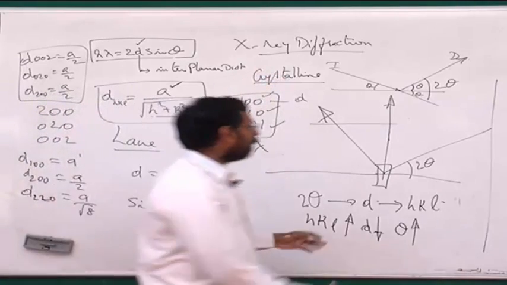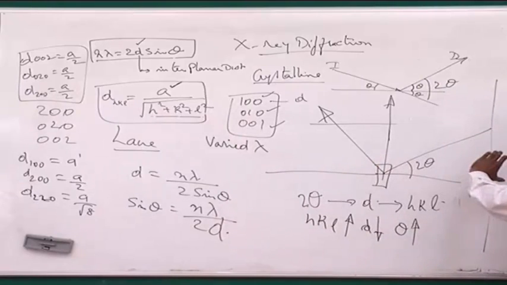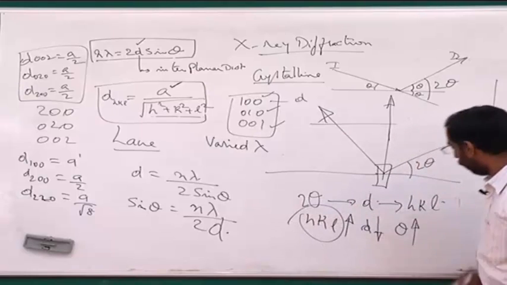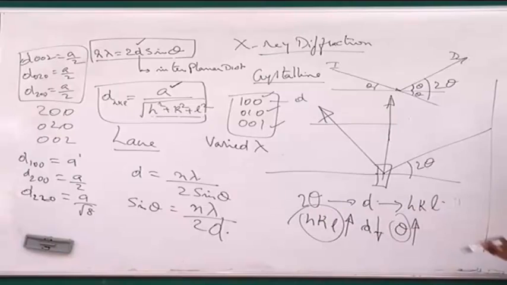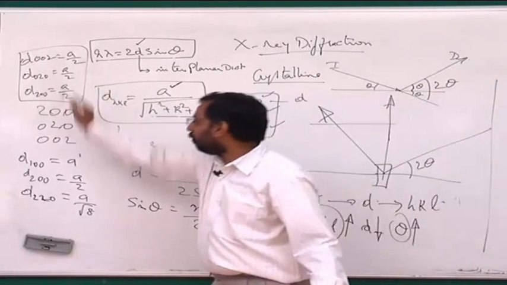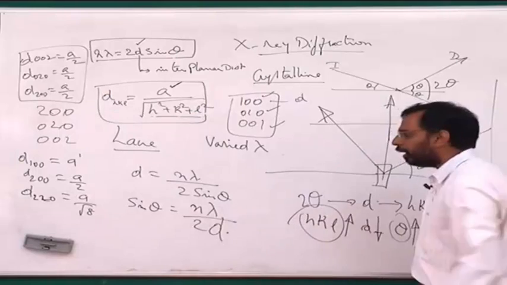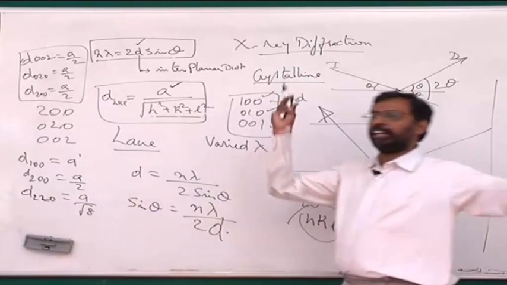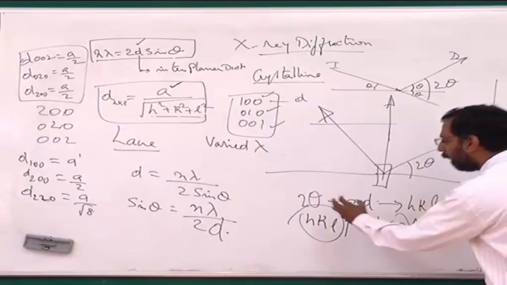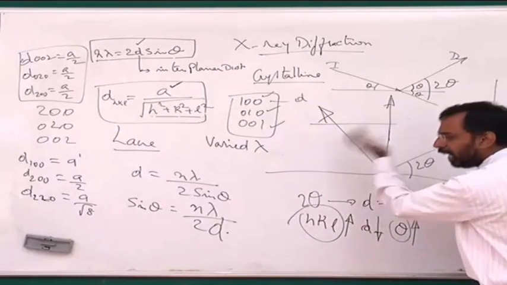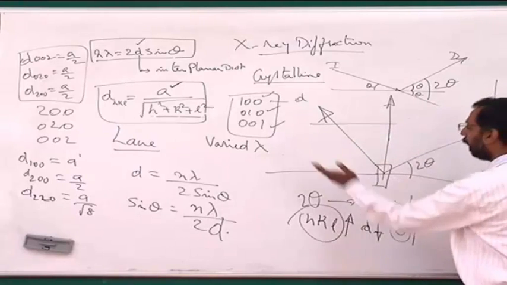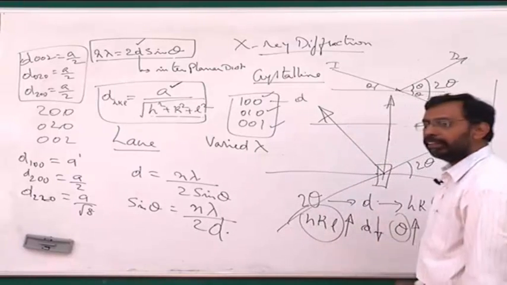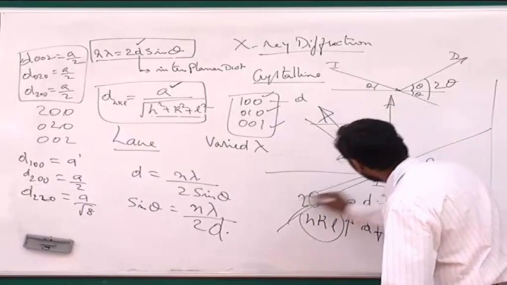So you can see if the HKL is low, the theta is low. If the HKL is large, then the theta is large. So low index planes, for example the 100 plane, will have smaller theta, and the 220 plane will have larger theta. So it is possible that there are some HKL planes where their theta is such that the 2 theta is greater than 90. If it is greater than 90, then the beam will come like this. So all those beams will come like this.